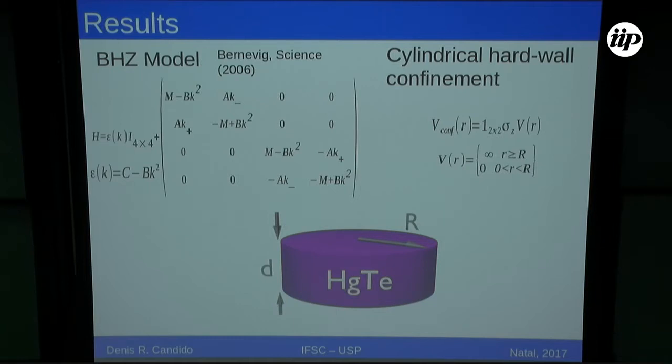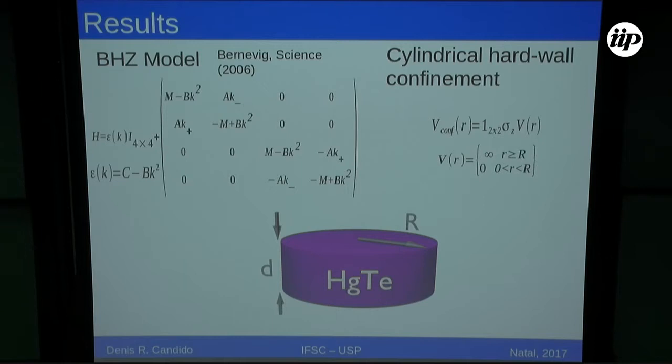To find the energy, the wave function and the current of my system, I will be using the BHZ model, first introduced by Bernevig in the famous Science paper of 2006. And I will add a confinement cylindrical potential given by this form. So basically, this is the profile of my structure.